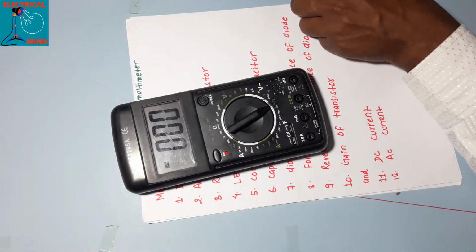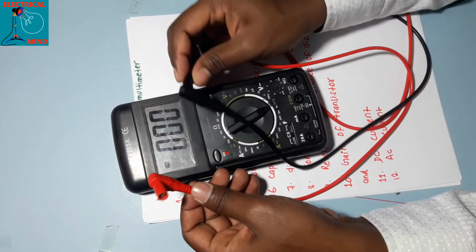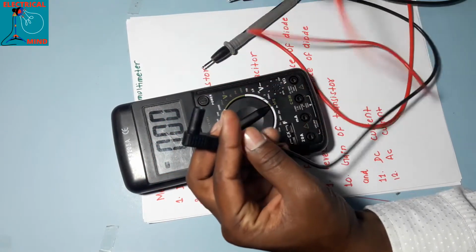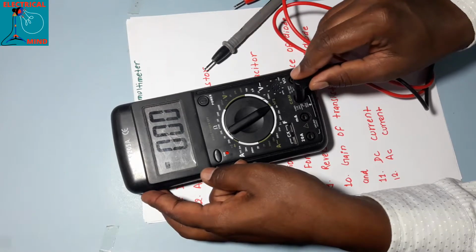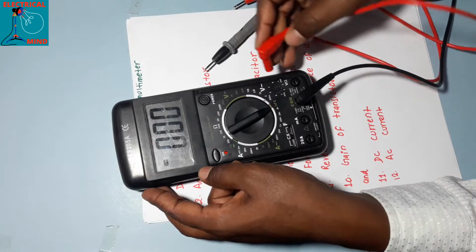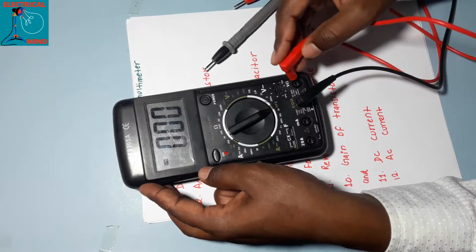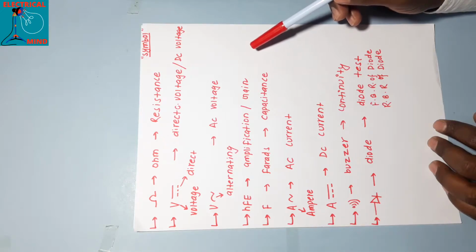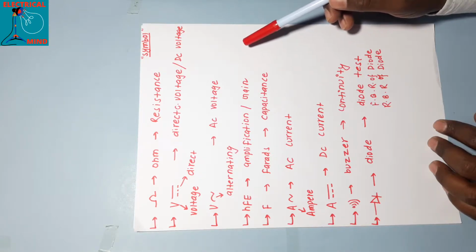Let's understand about the probe of a multimeter. There are two probes in a multimeter, the red probe and the black probe. The black probe is always used in the COM port, and the position of the red probe changes on the basis of the parameter which we want to measure. Before using the multimeter, let's understand the various symbols of a digital multimeter.